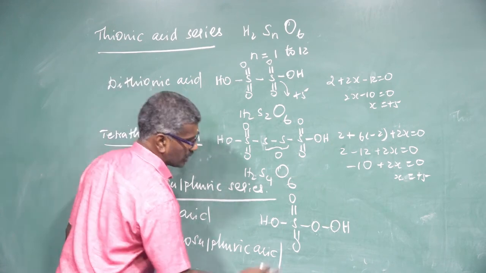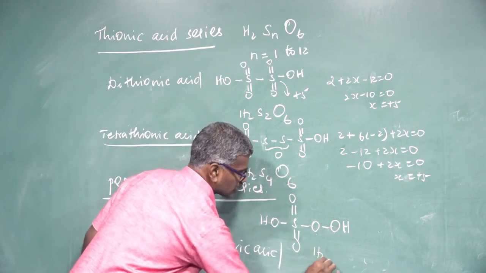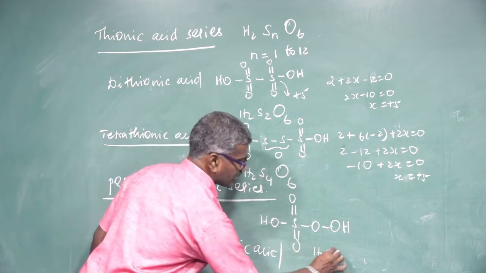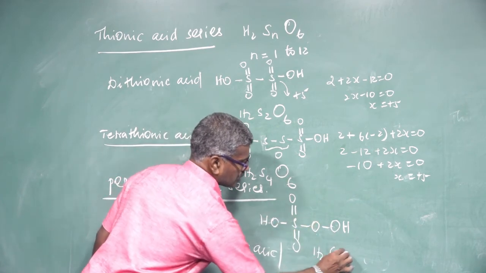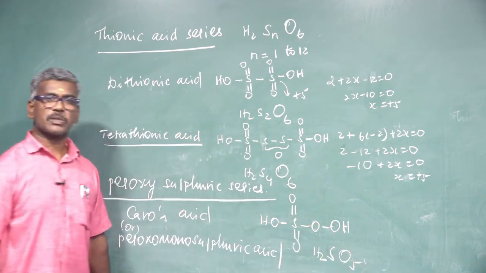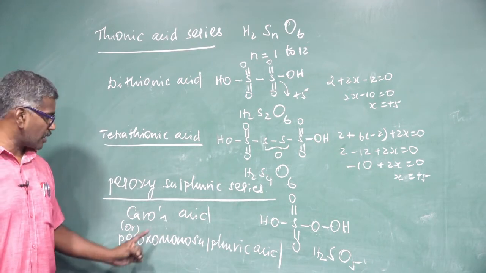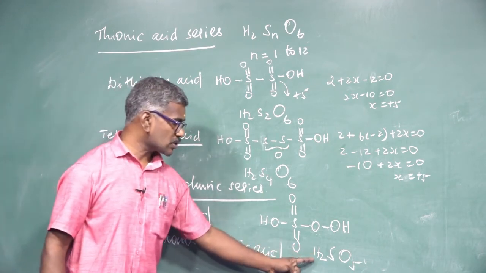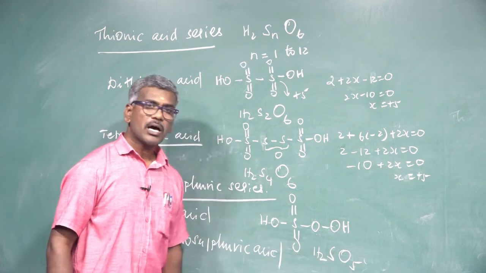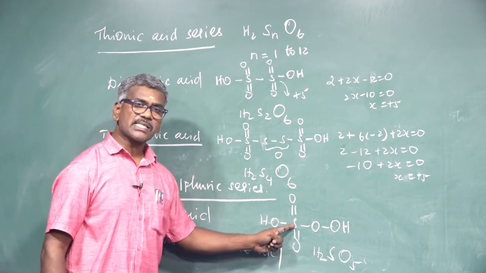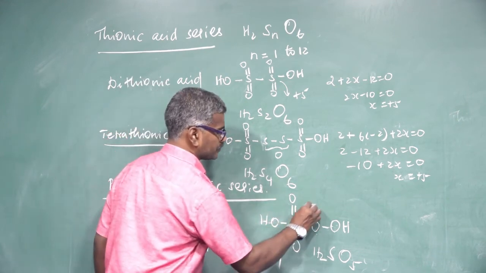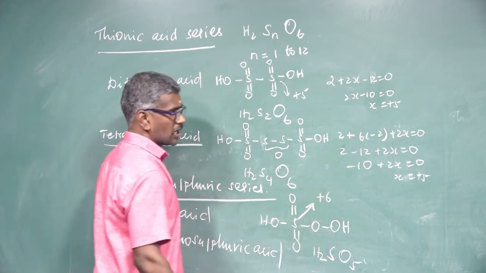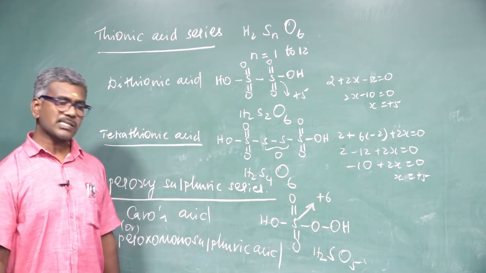What is the molecular formula? How many hydrogen? 2 hydrogen, H2. How many sulfur? 1. How many oxygen? 1, 2, 3, 4, 5. So O5. One more question may be asked. What is the formula for Caro's acid? H2SO5. Sulfur exhibits, what is the oxidation state? 1, 2, 3, 4, 5, 6. Plus 6 oxidation state. How to find out overall oxidation state?